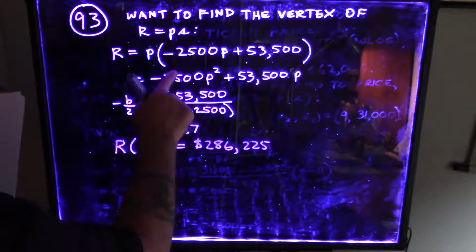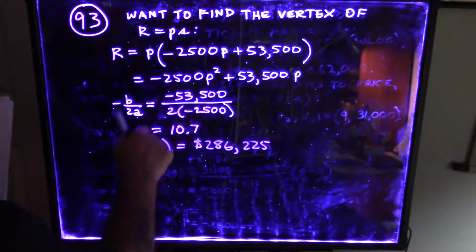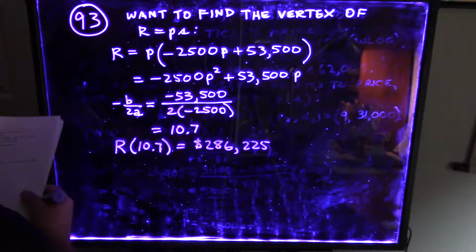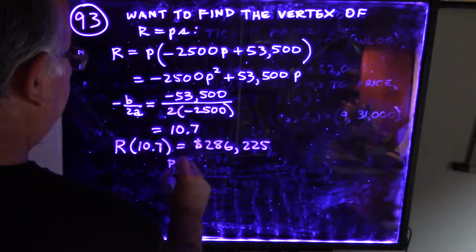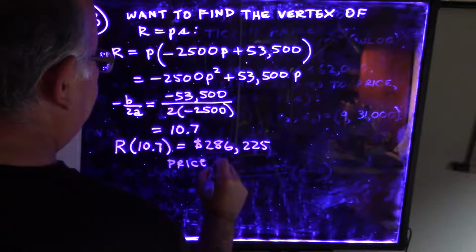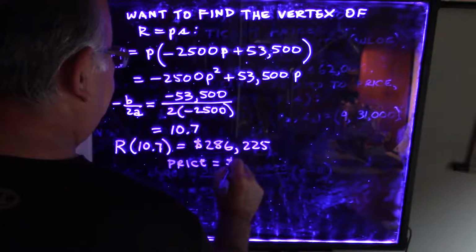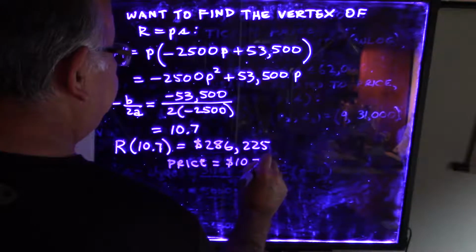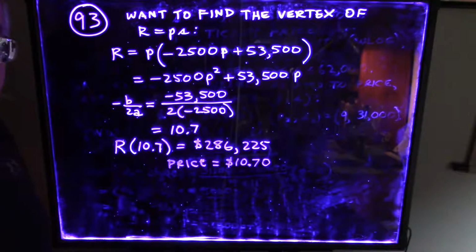Now this is a parabola, again, that opens downward because of that negative leading coefficient. So this is a maximum. So that's the max revenue, and the ticket price for that max revenue is $10.70. That's your 10.7. All right. So there you go.